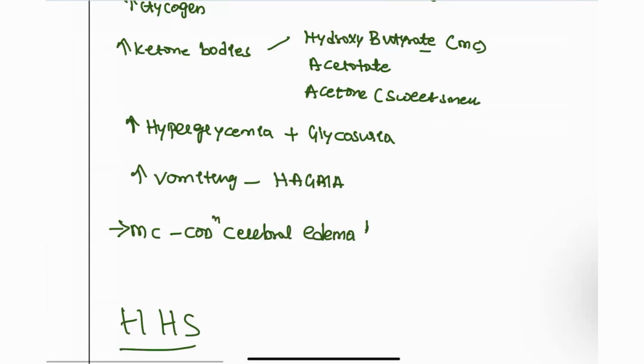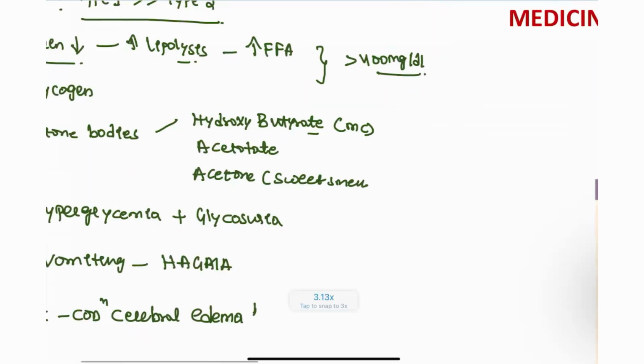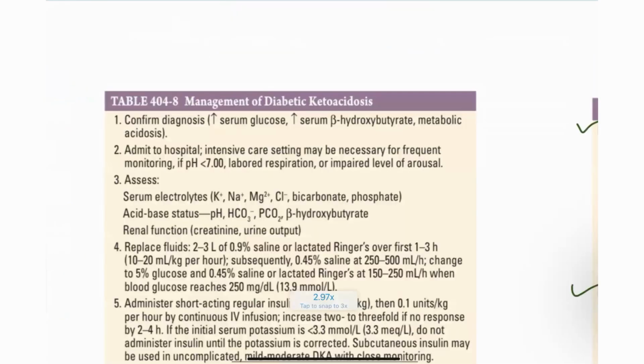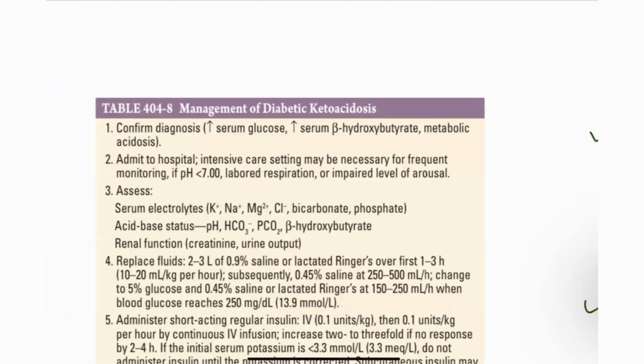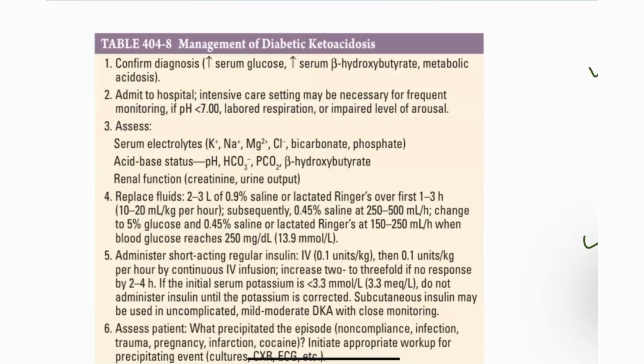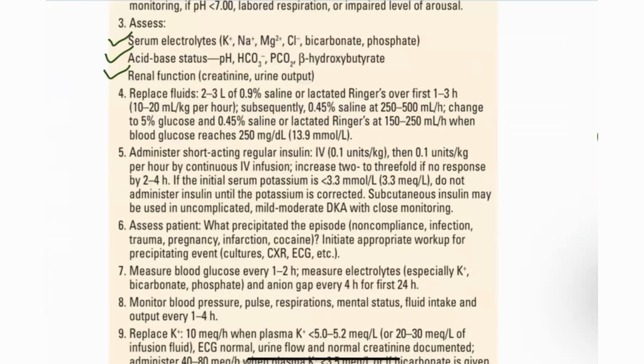Next, what is the treatment protocol for this patient? First, confirm the diagnosis and then only we proceed. So first, admit the patient to the hospital intensive care unit and assess the serum electrolytes, acid base status and renal function. Once that is done, replace the fluids. Okay, 10 to 20 mL per kg per hour of Ringer lactate should be given. Next, administer short acting insulin IV and then IV infusion, and increase it 2 to 3 fold if there is no response by 2 to 4 hours.